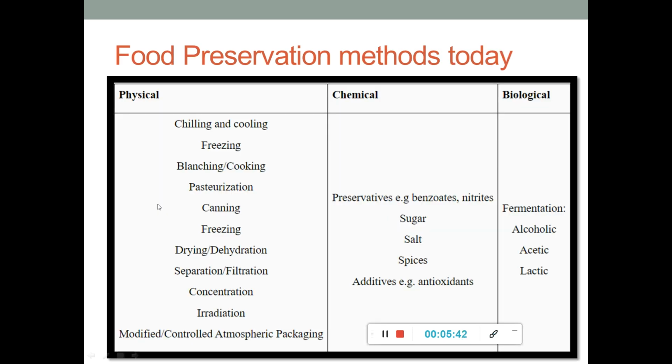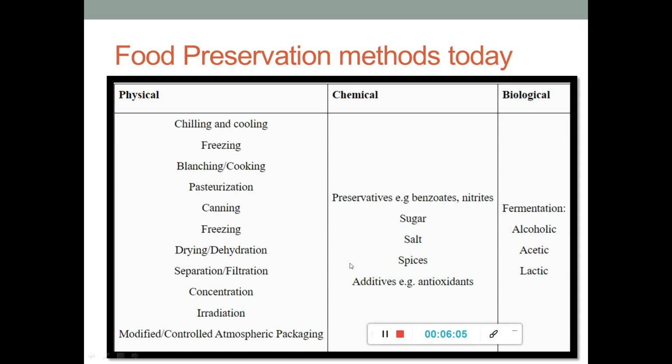Food preservation methods that we have today are the physical, chemical as well as biological techniques. In the physical techniques, we have chilling, cooling, freezing, blanching, pasteurization, canning, drying or dehydration, separation and filtration, concentration, irradiation, modified or controlled atmospheric packaging.